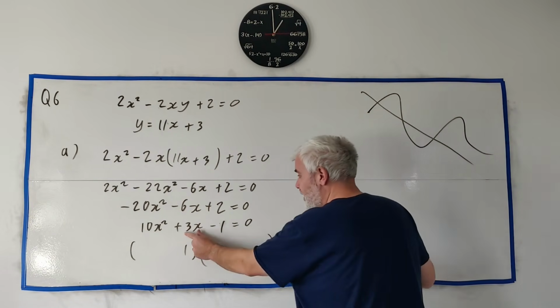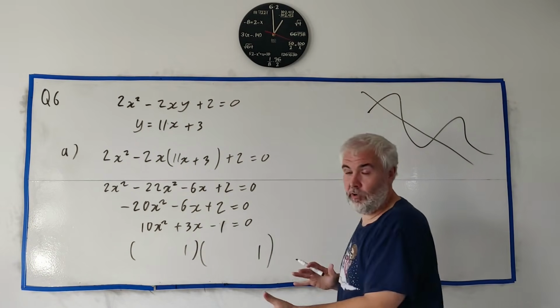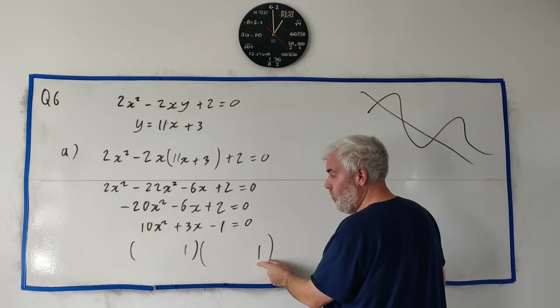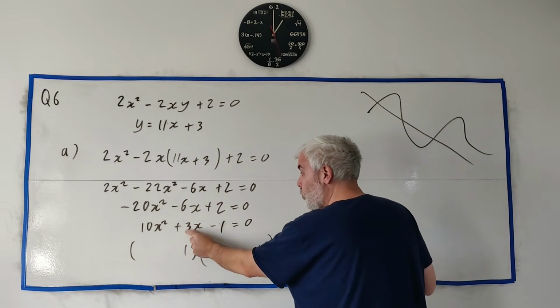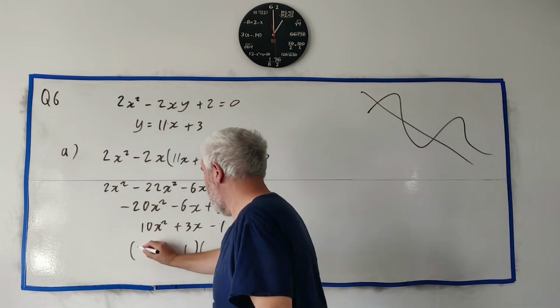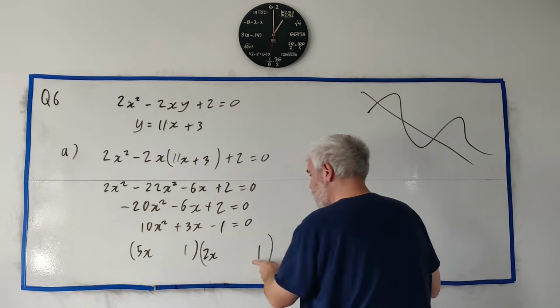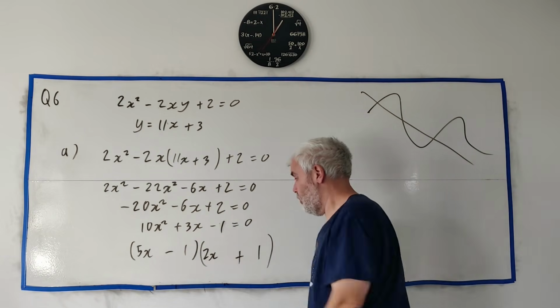But ultimately we need to get to 3x. So you could try 10 and 1. It's not going to work. 5 and 2 will work. 5 times 1 is a 5. 2 times 1 is a 2. So 5 and 2 do combine to get 3. So it doesn't matter which way we put them. 5x, 2x. If we have plus 5x minus 2x, we'll get plus 3x.